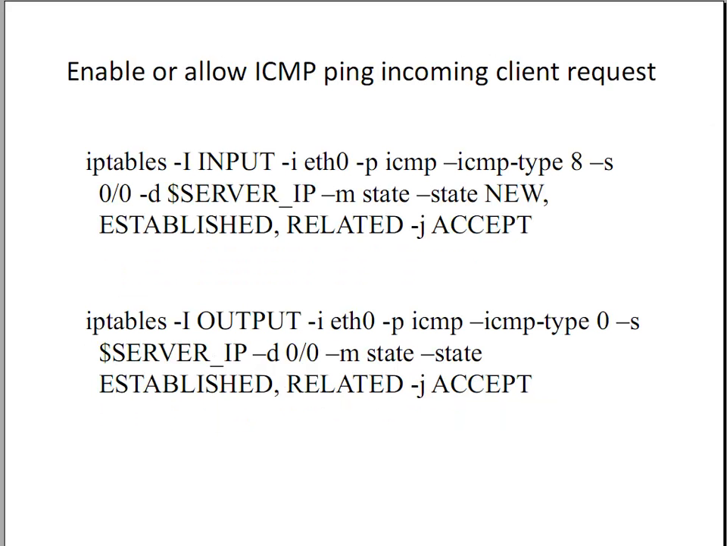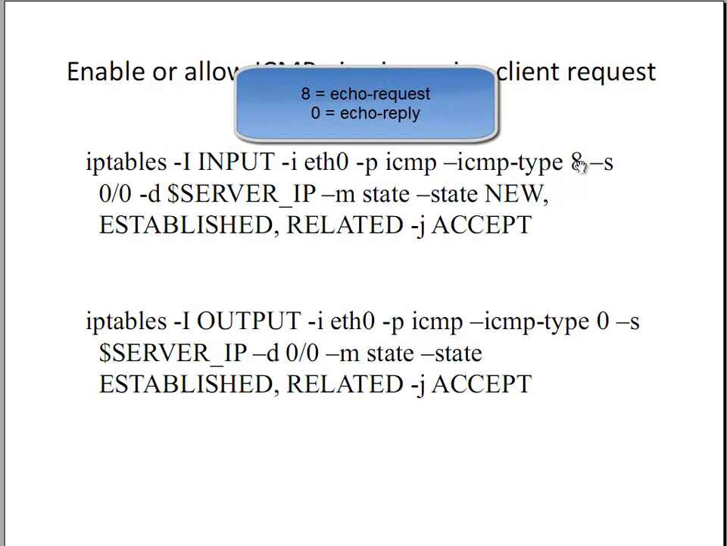Now let's look at something a little different where we're going to allow incoming ping client requests. So in this case, iptables insert on the input chain for the interface eth0. Notice now our protocol is ICMP. We also must specify an ICMP type because there are actually 8 different types. ICMP type 8 is an echo request. So essentially that's a ping.